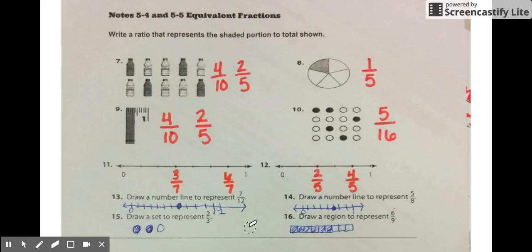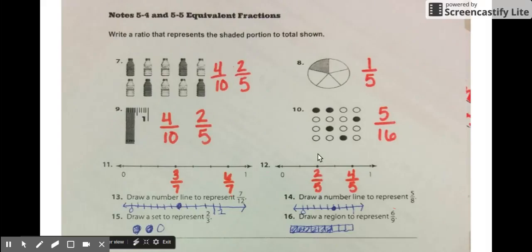And then a region just means that you're drawing like basically these little sets of squares. So you draw a big rectangle, and then you break it apart into 9 squares. So if you were to count, there's 9 little squares in here. And then I shaded 6 of them because it says 6/9. Your pictures don't have to be pretty.